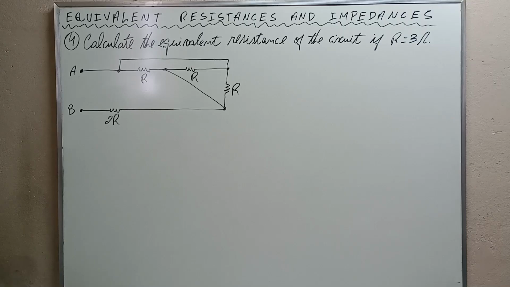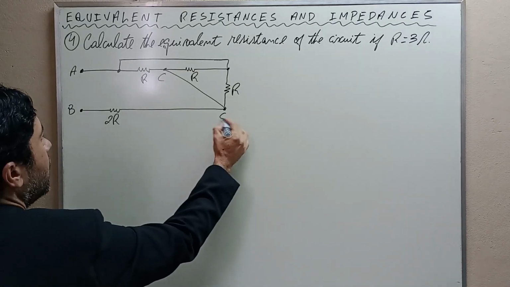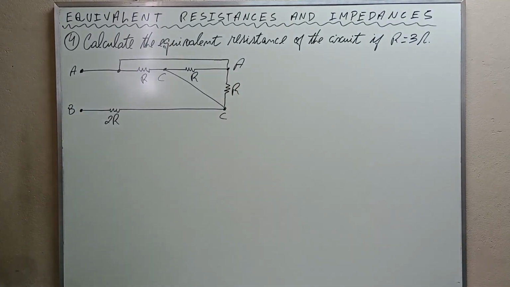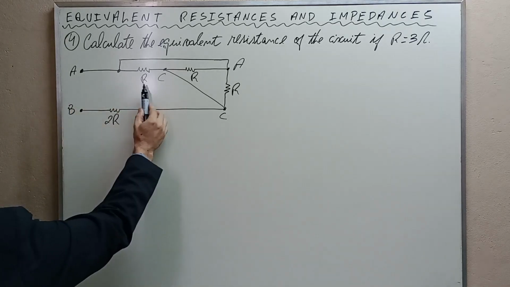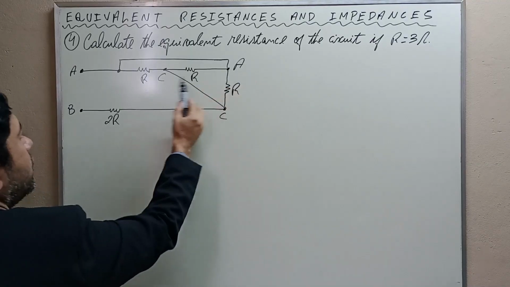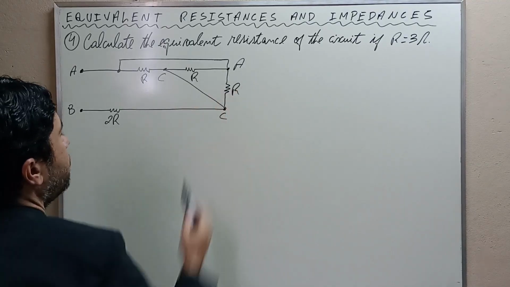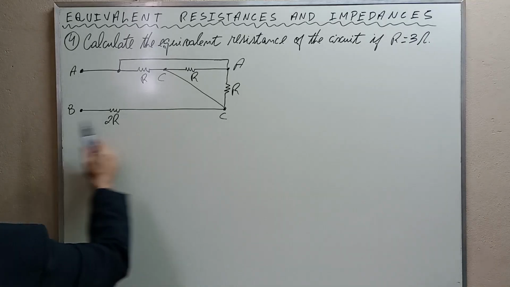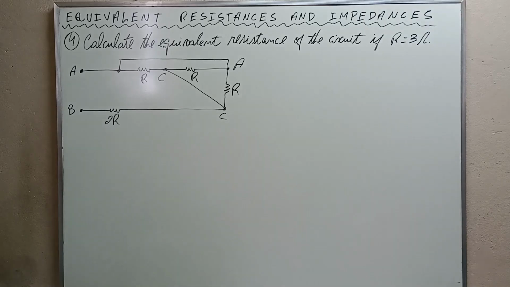Before we begin solving, let's use some labels for better visualization. I'm going to call this C, and this here will be A, okay? Observe that between A and C there is always a resistor R. From A to C there is R. From A to C there is R, and from A to C there is R. And between C and B there is this resistor 2R.